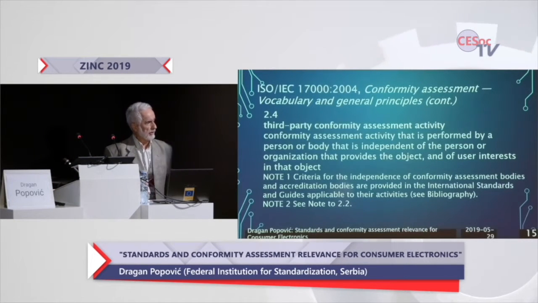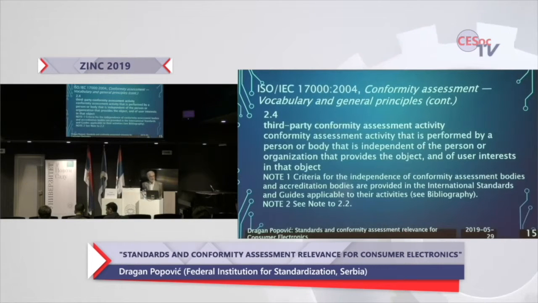Third party, more popular. Here are all certification, inspection, and accreditation activities. Meaning a person independent from seller and buyer. Third person, so having no specific interest in either of the two partners. ISO 9000, ISO 40000, ISO/IEC 27001, information security system, etc., etc. A number of systems are third-party certification.